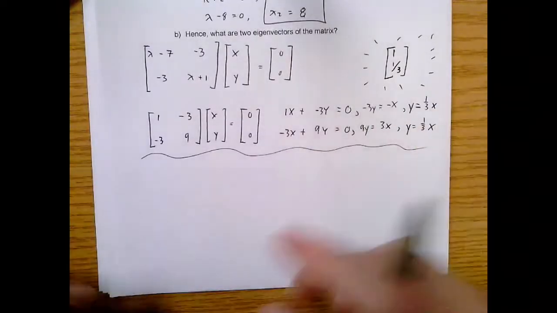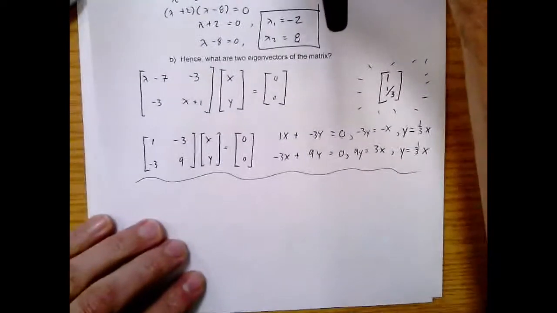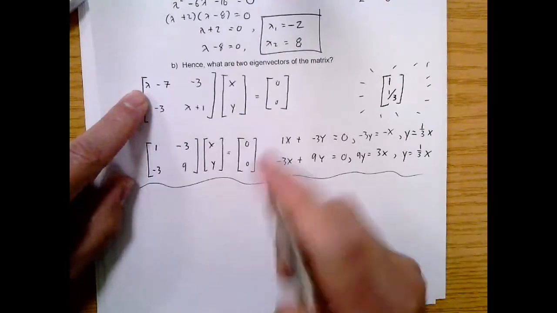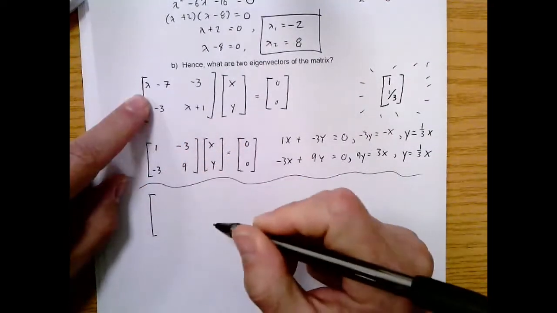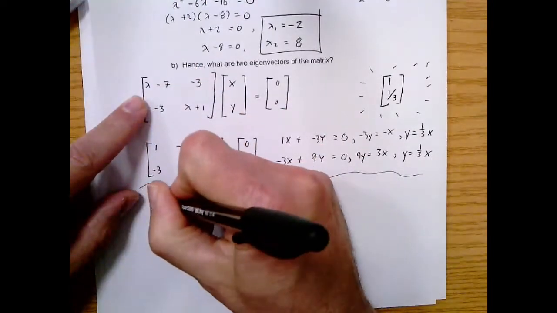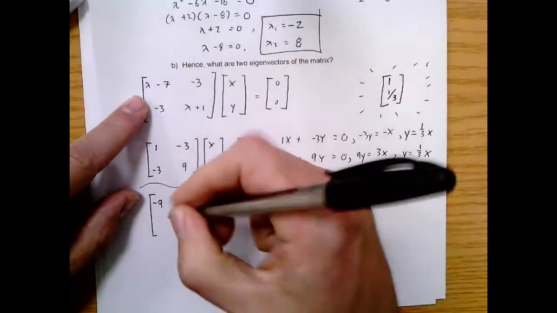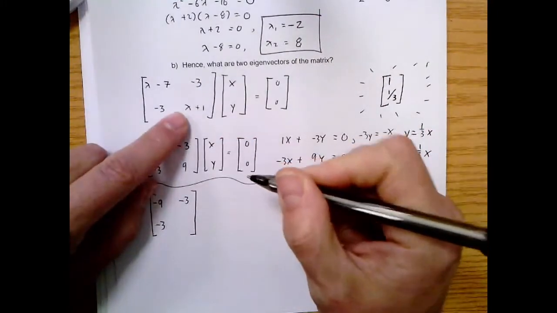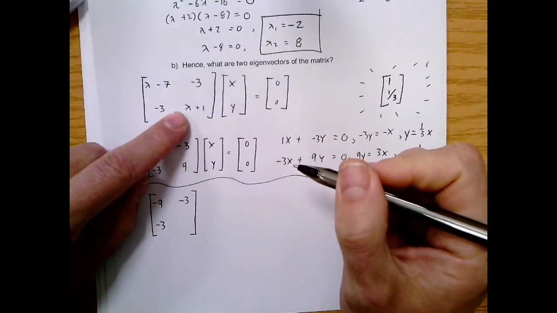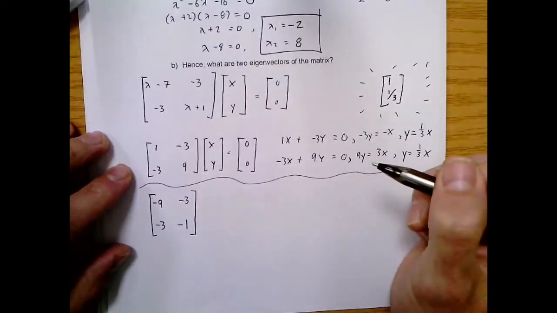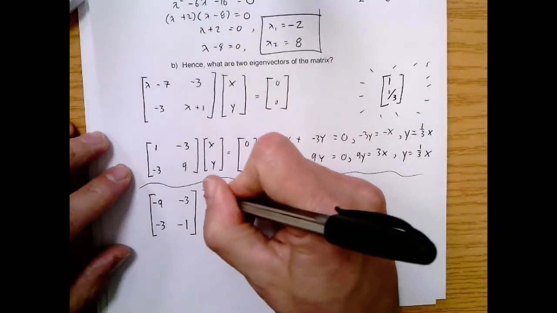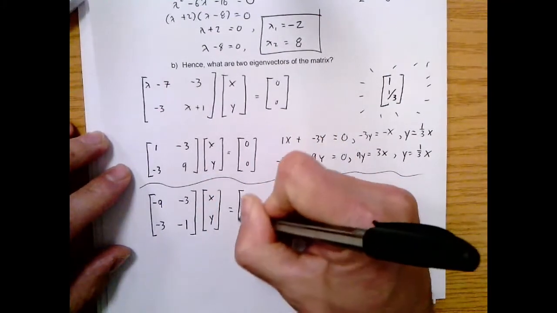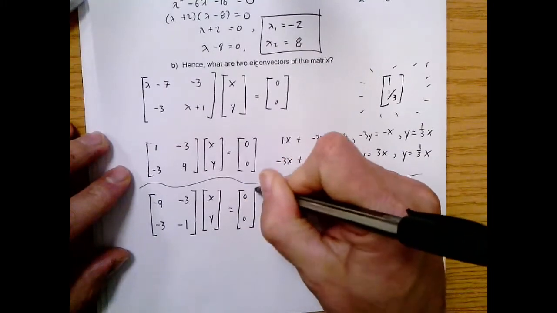If we want to do it one more time, we want to use our other eigenvalue of negative 2. So negative 2 minus 9 is negative 9. Negative 3 stays the same. And negative 2 plus 1 is negative 1. So far, so good. Now we're cooking. This is us laying the foundation to isolate and find that eigenvector based off of that eigenvalue.